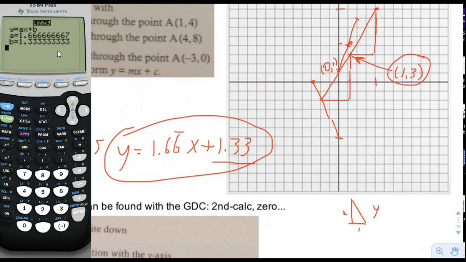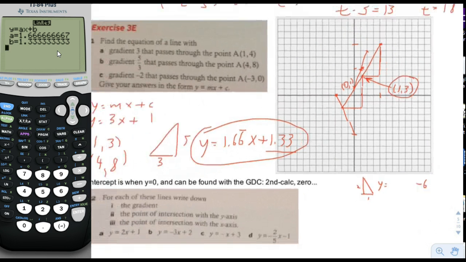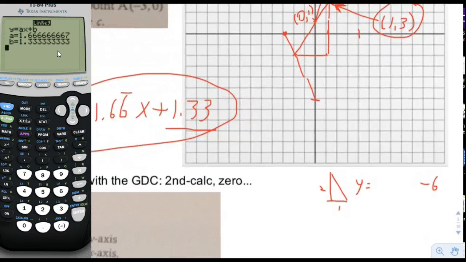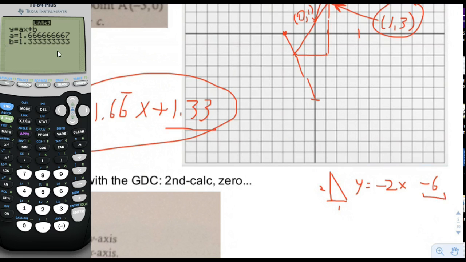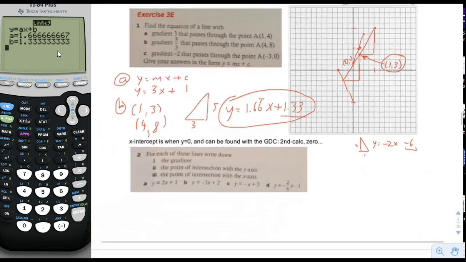So we could write it already. We could say y equals, and C would be -6 because that's here where it hits the y-axis, and the gradient is -2, so we put -2x and then -6. Okay, so that would be C. All right, moving on to the last one.